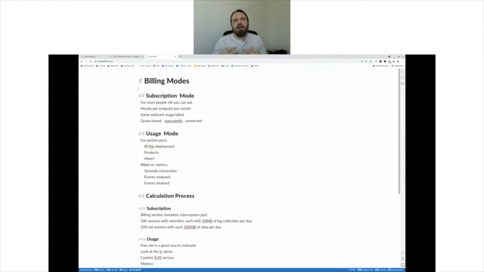So why would you want to do that? What's the advantage? Where's the trade-off? And it's really important here. The general statement is that the usage mode is great for partial users. When I say partial, I'm really thinking about people that don't want all-you-can-eat.